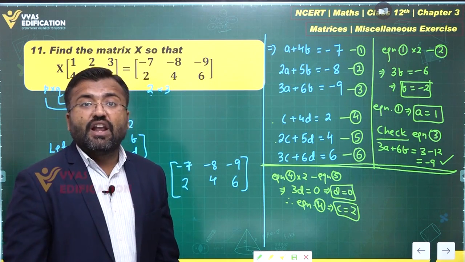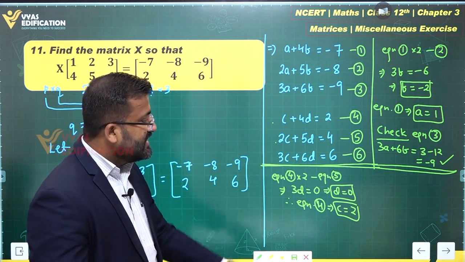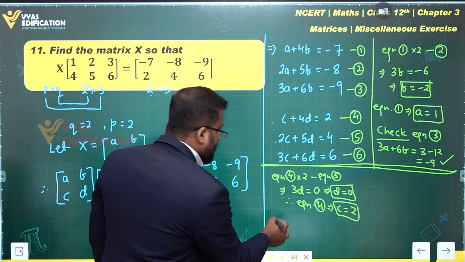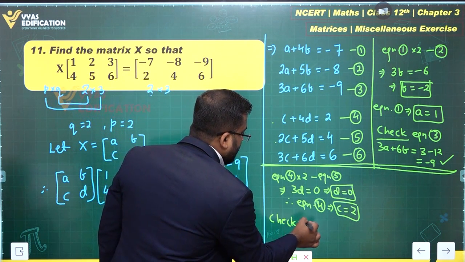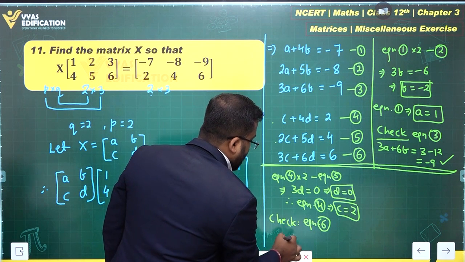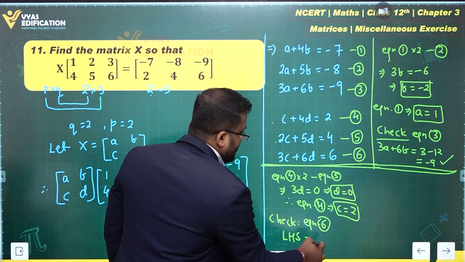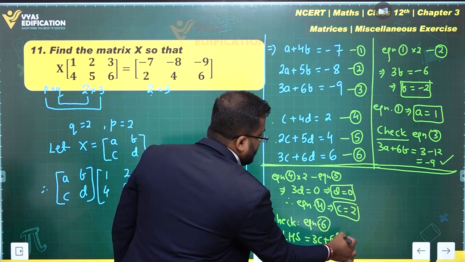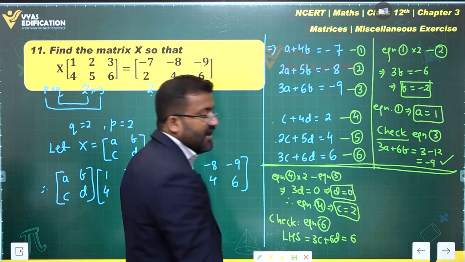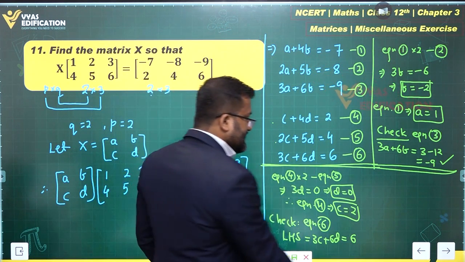But that's not enough. We'll also have to check whether equation 6 is consistent with these values. So we'll have to check equation 6. LHS is equal to what? 3C plus 6D, which is equal to 3 times 2, 6. Is it equal to the RHS? Yes, this is equal to the RHS.